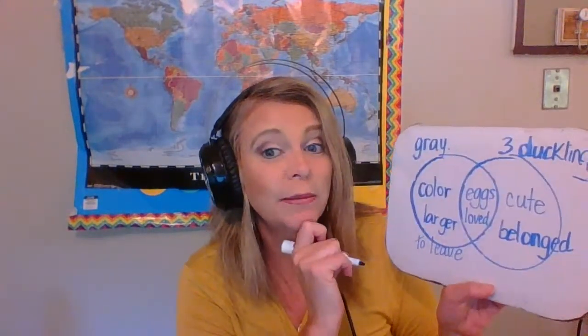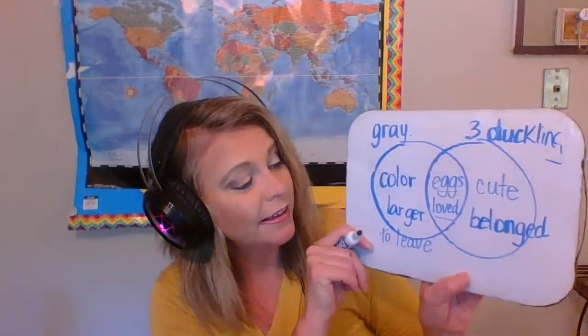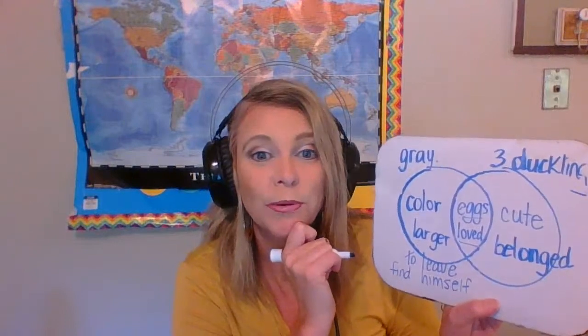So in the end, the 3 ducklings felt like they belonged with their mother, right? They looked like mother. They acted like mother. They were cute like mother. But the other duckling just did not feel like the rest. Okay, he was loved. He did come from an egg, but he was different. He had to go find himself to feel where he really did belong.